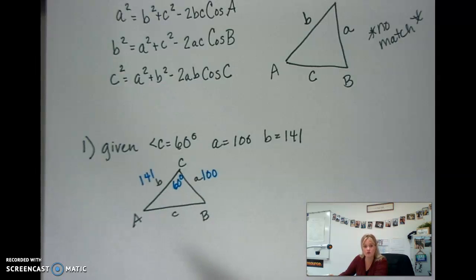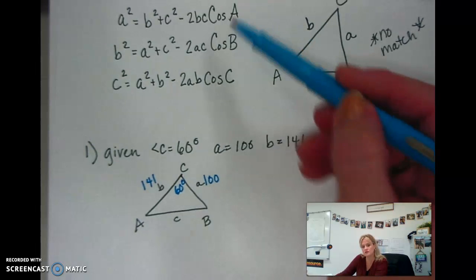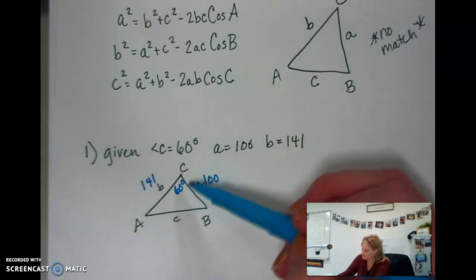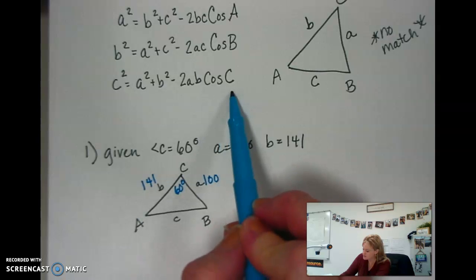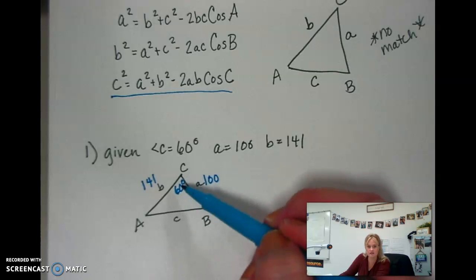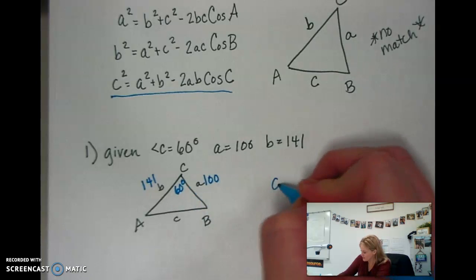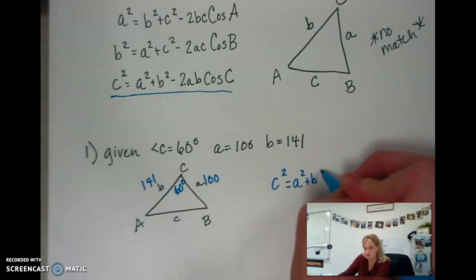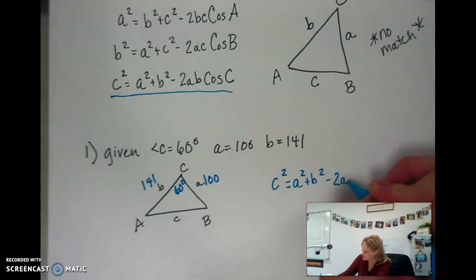So now we are forced to use the law of cosines. Which one of these three will we use? Well, it's based off of what angle you have or what side you're trying to find. And I'm going to use this one right here because I have the cosine of C. So we're going to find the side c by taking a squared plus b squared minus 2 times a times b times the cosine of C.